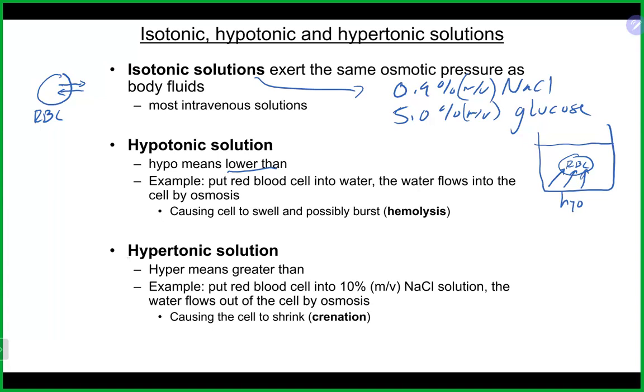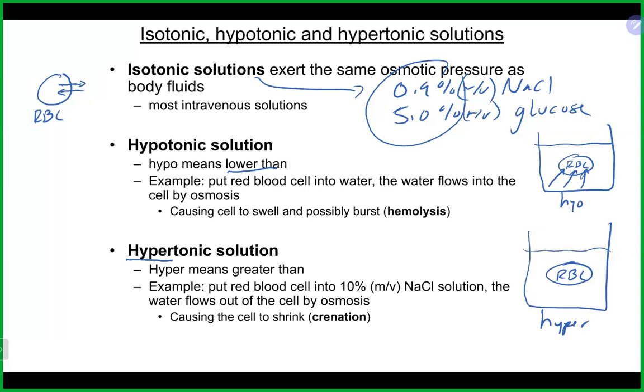Now, the opposite will happen if you put it into a hypertonic solution, and that means greater than, and again, it's these cutoffs. So you're either above 5% glucose or above 0.9% sodium chloride. Now if you put your red blood cell into a hypertonic solution, outside of the cell is actually now more concentrated than inside the cell. So the same thing is going to happen. You have a difference in osmotic pressure between the cell and the solution. And through osmosis, the cell's going to go, oh, outside is way more concentrated.